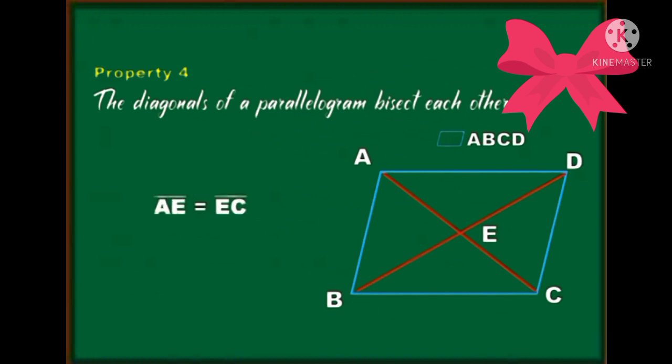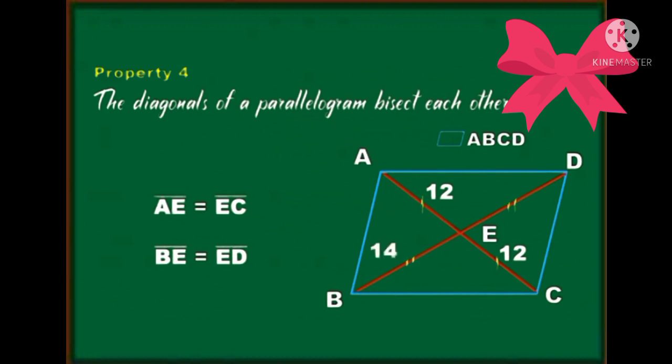Diagonals AC and BD intersect at E. In diagonal AC, segment AE is equal to segment EC. If segment AE is 12, what do you think is the measure of segment EC? Very good. Since they are equal, it is also 12.